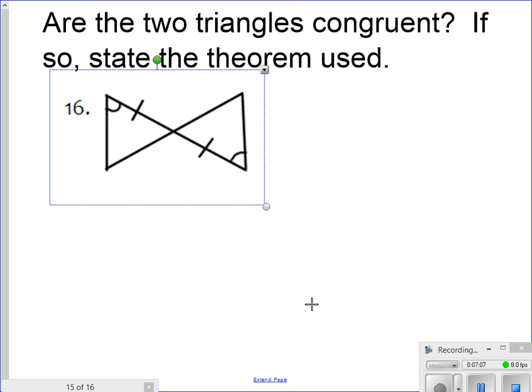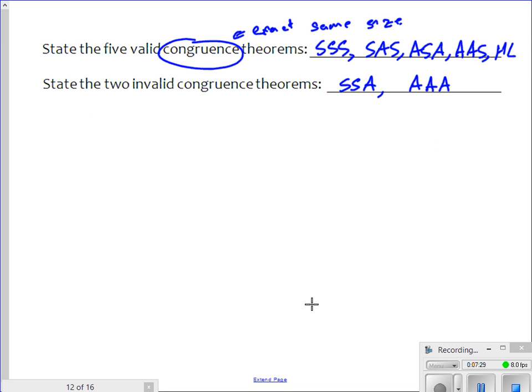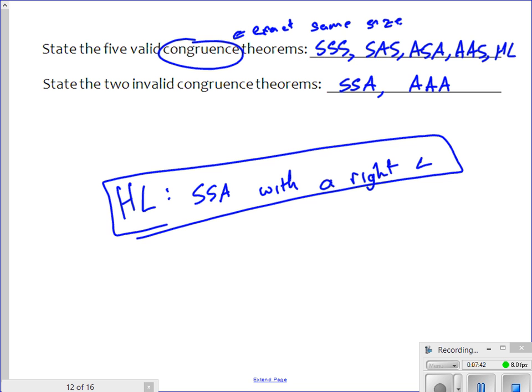And then this one, we're allowed to mark the vertical angles, don't forget. And so we come in, we label. So this triangle is ASA. Label the angles inside. This one's ASA, and since those match up, these are congruent by ASA. One quick reminder on HL, the easiest way to do HL is if you have SSA with a right angle. So go ahead, always label with the A's and the S's, and if you've written SSA and there's a right angle, that's HL.